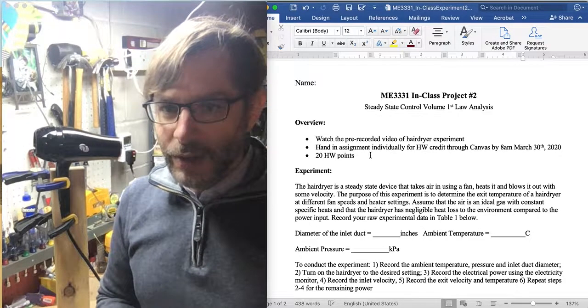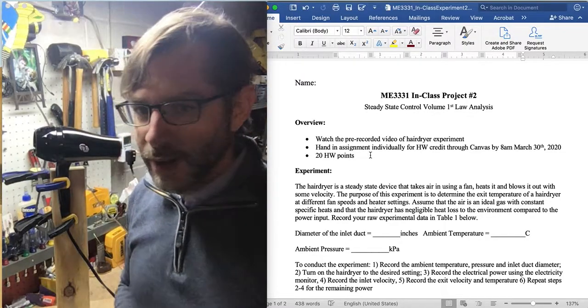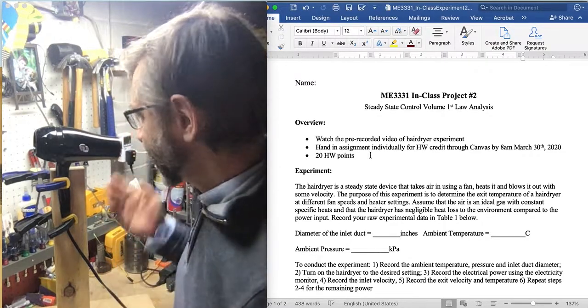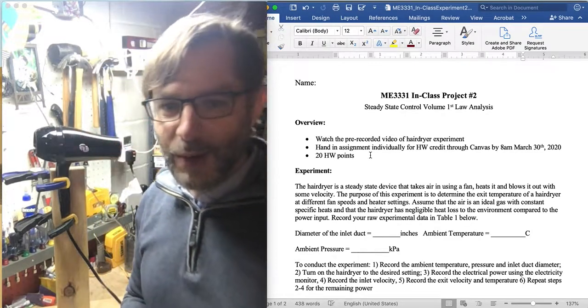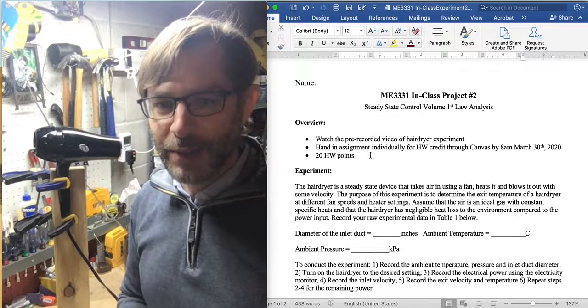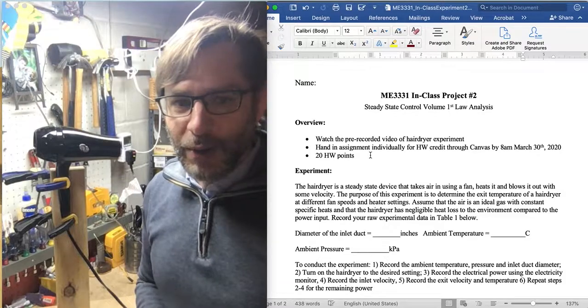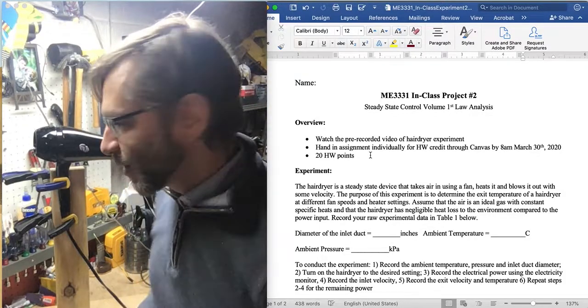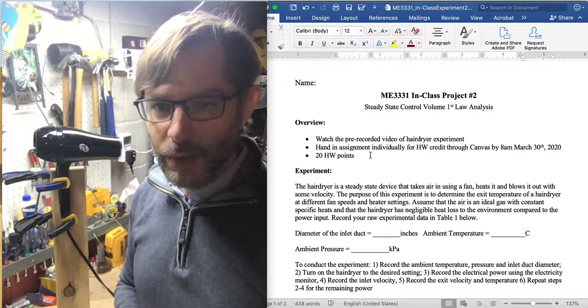Okay. So I'm down here in my basement, and I'm taking a look at this hair dryer. It's my wife's hair dryer. She's given me gracious permission to use it today in this experiment. I promised not to hurt it under certain penalties. And so today I'm going to be taking a look at this device and doing a control volume analysis of it.